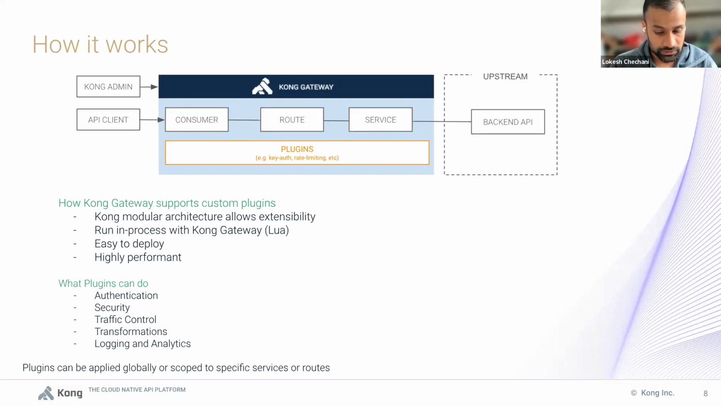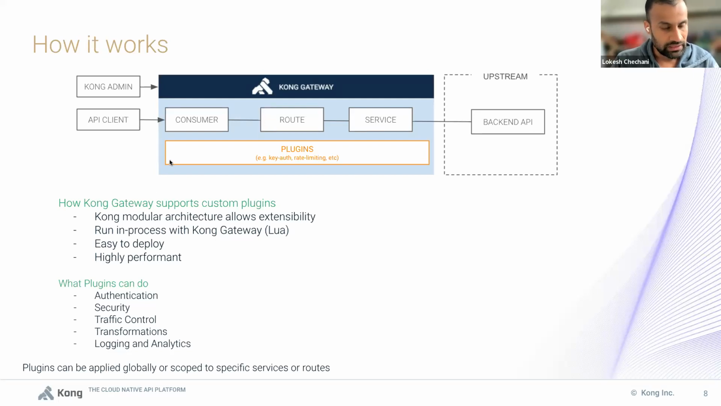If you write plugins in Lua, they run in process with the Kong gateway. From the deployment perspective, it's easy to deploy, and since it runs in process, it is highly performant. There is no external process running when you write the plugin in Lua. So it's quite a tight integration within the Kong gateway, given its modular architecture, so that you can hook up a custom plugin very easily.